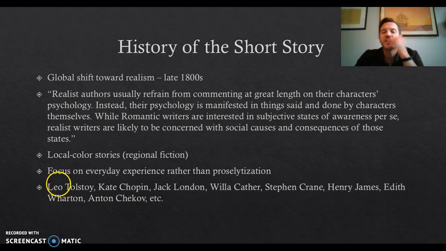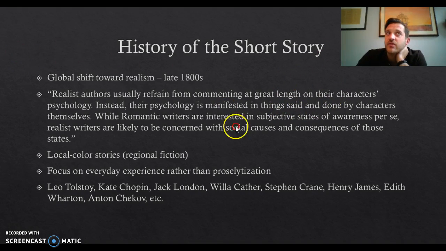Here's a quote about realist authors. They usually refrain from commenting at great length on their characters' psychology. Instead, their psychology is manifested in things said and done by characters themselves. While romantic writers are interested in subjective states of awareness per se, realist writers are likely to be concerned with social causes and consequences of those states. This actually says a lot.